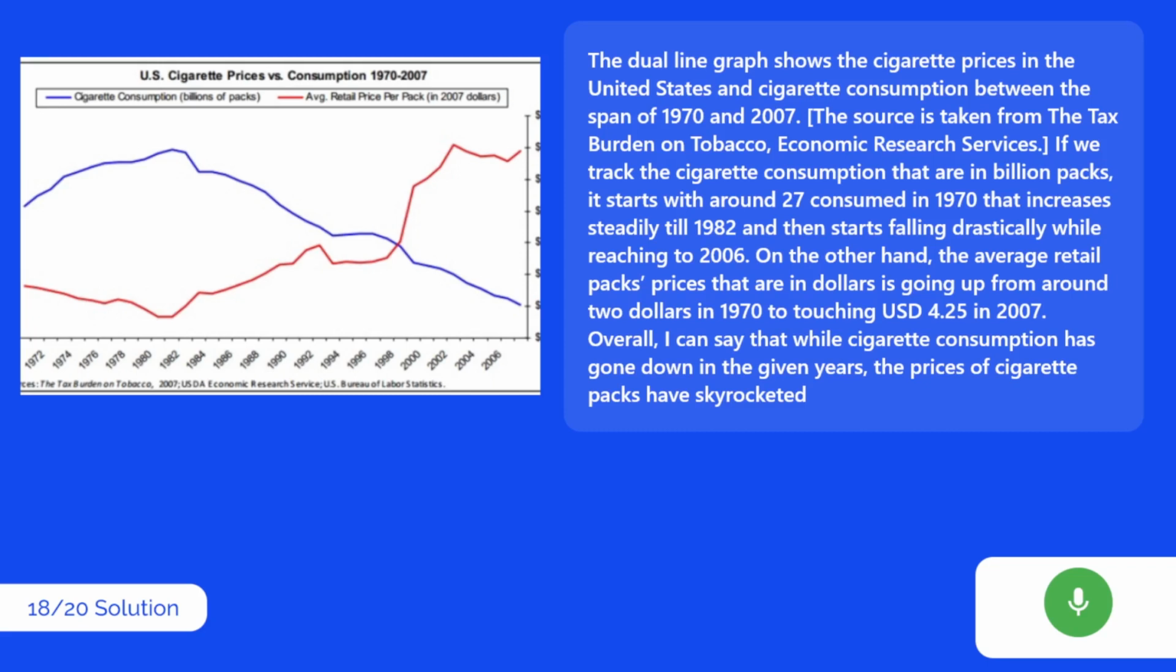On the other hand, the average retail pack prices that are in dollars is going up from around $2 in 1970 to touching $4.25 in 2007. Overall, I can say that while cigarette consumption has gone down in the given years, the prices of cigarette packs have skyrocketed.